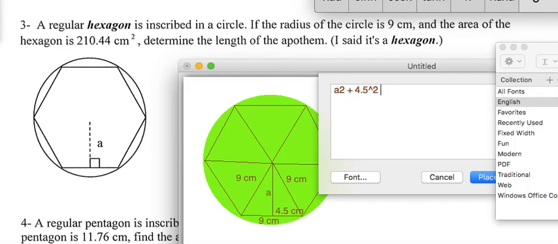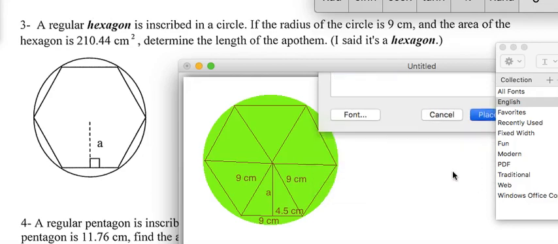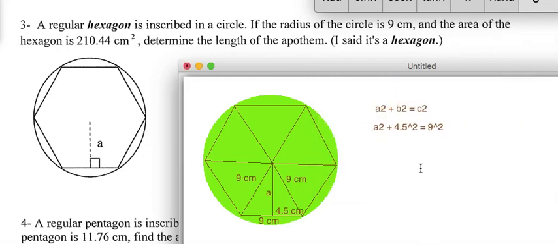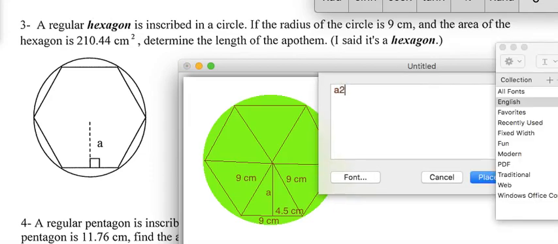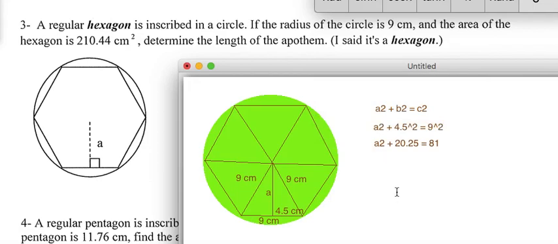Oh, sorry, equals your hypotenuse squared. So that is now your equation. And now you just got to calculate it, right? You do 9 squared to get 81. So I've got A squared plus 4.5 squared, which is 20.25 in your calculator. And then 9 squared gives you 81. So A squared plus 20.25 gives you 81.